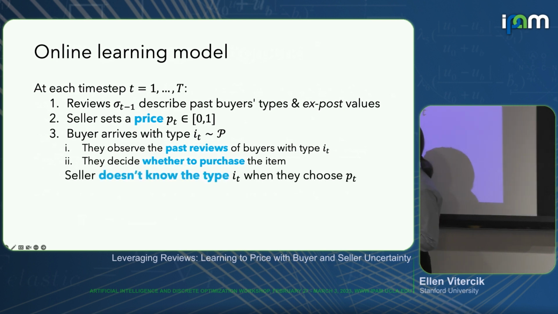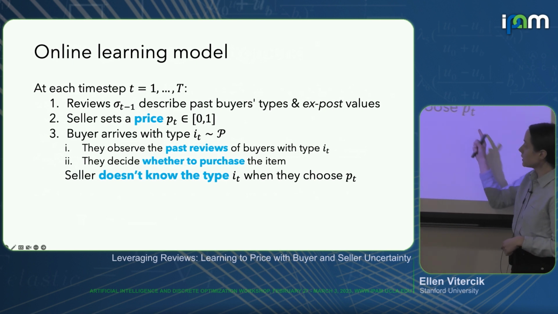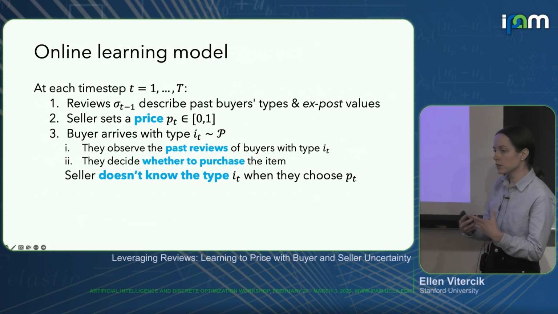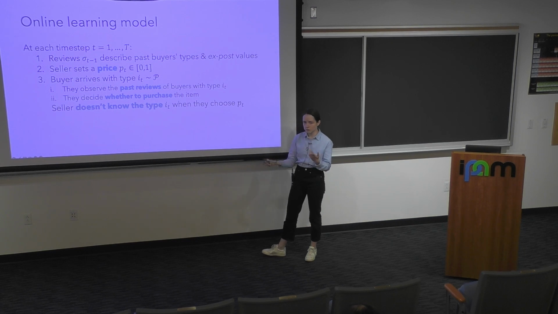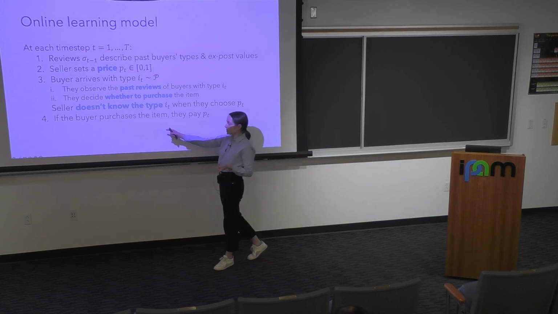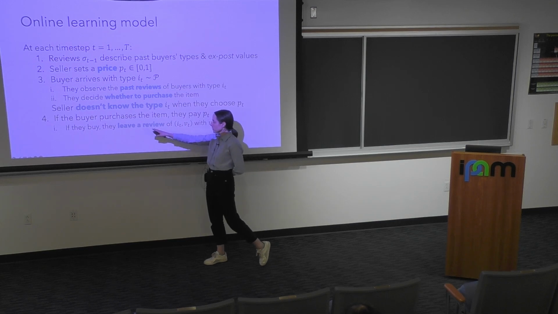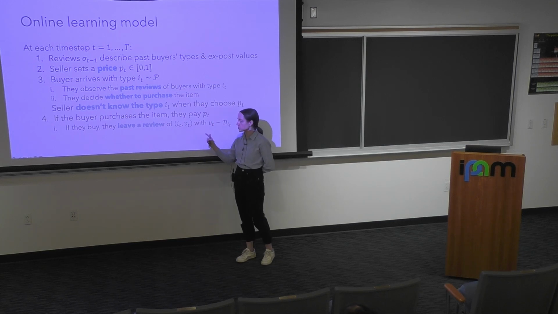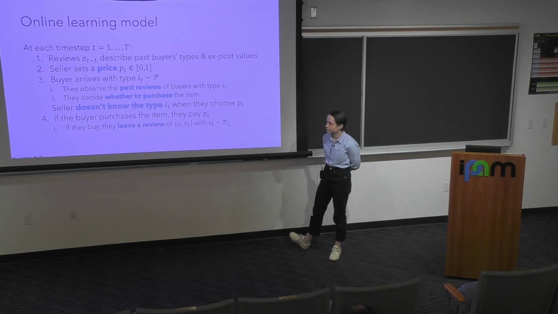And one crucial thing to note here is that the seller doesn't know the type i_t when they choose the price p_t. In other words, they're not able to discriminate on the type of the buyer when they choose the price. You can't set a different price for the different types. So if the buyer purchases the item, they pay the price, and they leave a review if they buy. So their review will be both their type and their ex post value. Ex post value is drawn from their value distribution.